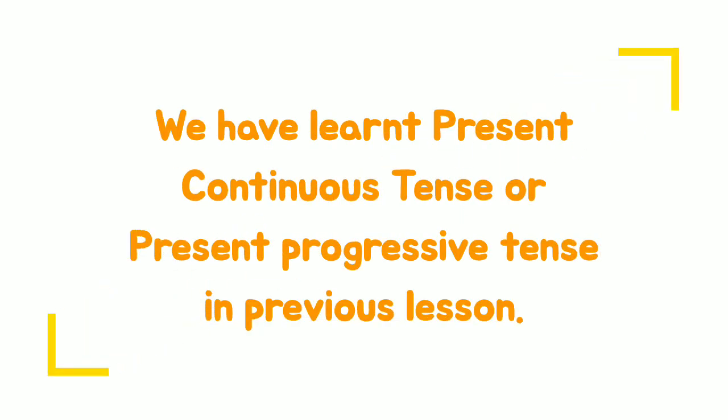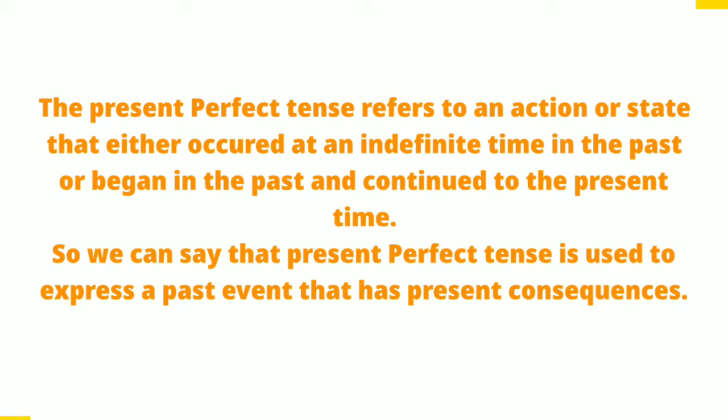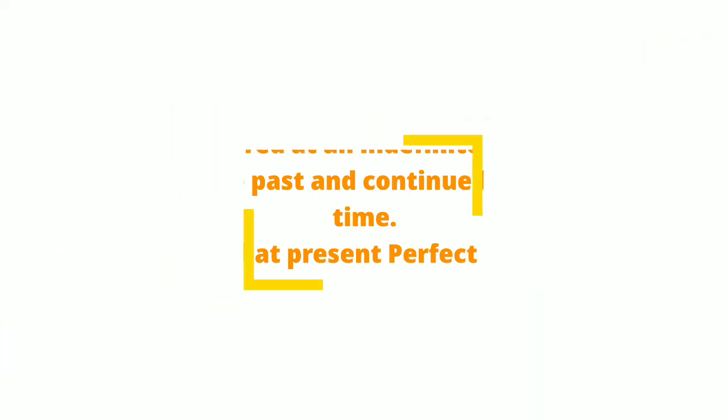We have learned present continuous tense or present progressive tense in the previous lesson. Now we will learn present perfect tense. The present perfect tense refers to an action or state that either occurred at an indefinite time in the past or began in the past and continues to the present time. So we can say that present perfect tense is used to express a past event that has present consequences.